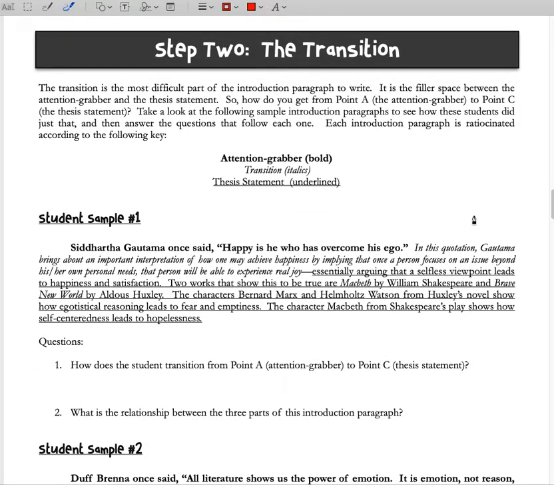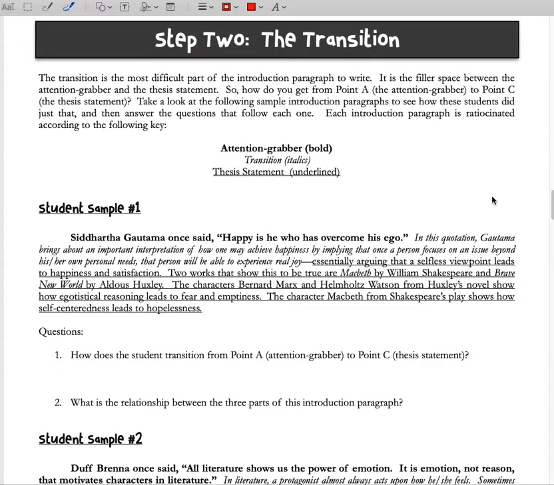Step 2 is the transition. The transition is the most difficult part of the introduction paragraph to write. It is the filler space between the attention grabber and the thesis statement. So how do you get from point A, the attention grabber, to point C, the thesis statement? Take a look at the following sample introduction paragraph to see how these students did just that, and then answer the questions that follow each one.